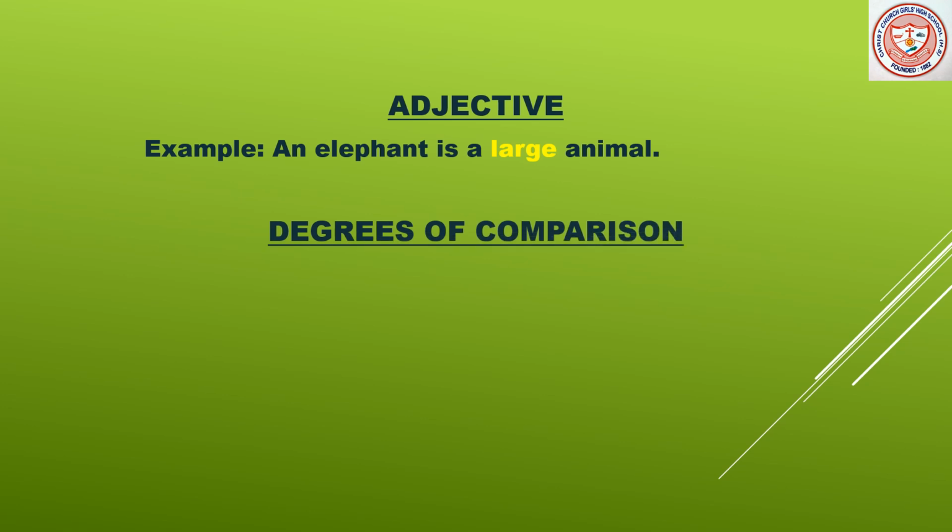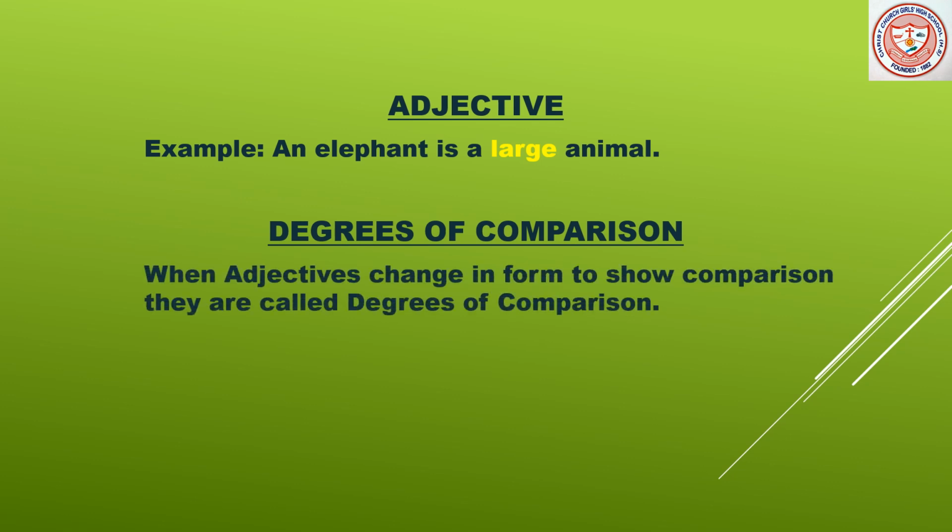Now, we will be talking about degrees of comparison. What is that? When adjectives change in form to show comparison, they are called degrees of comparison. Clear? Now, we will be talking about the types of degrees. You all know that there are three types of degrees. Okay, and what is the first one? The first one is positive degree.